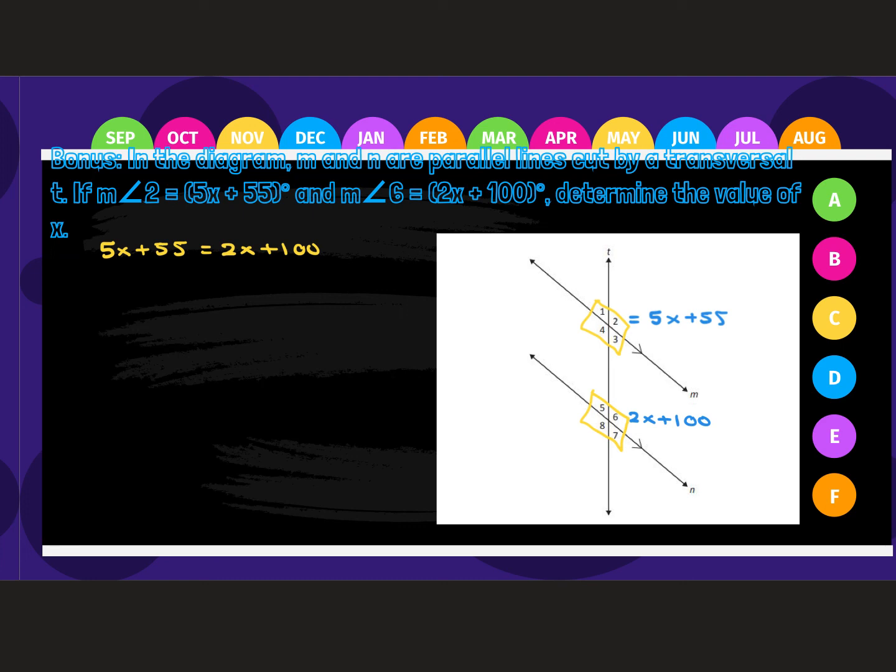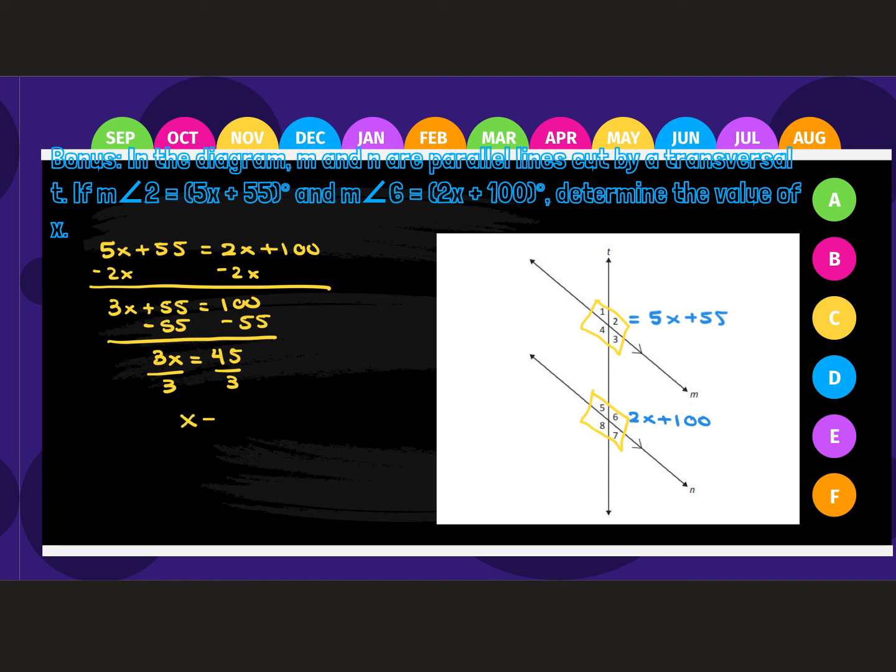All right, so the first thing I'm going to do is subtract 2x from both sides because, again, I want my variable on one side. So I have 3x plus 55 is equal to 100. Then from there, I'm going to subtract 55 from both sides, and I get that 3x is equal to 45. Divide both sides by 3, and I get that x is equal to 15.